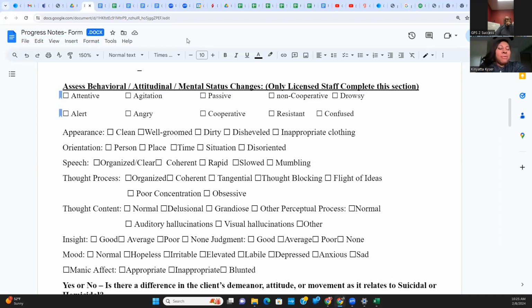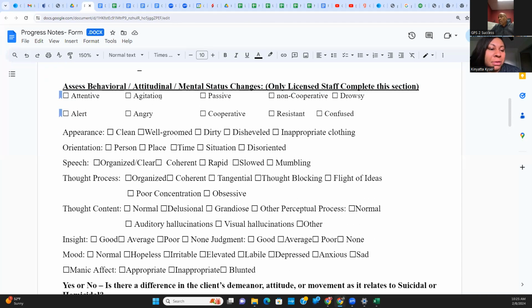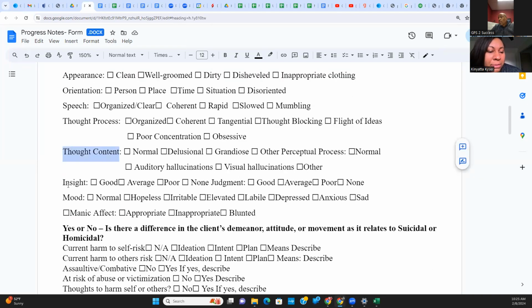So like if I was on the phone with somebody else, I would skip that whole section for the CPST service, right? I would skip their appearance because I'm not seeing them. Their orientation, their speech, thought process, all of that stuff would be not applicable. Thought content, don't know. Insight, don't know. Their mood, I don't know.